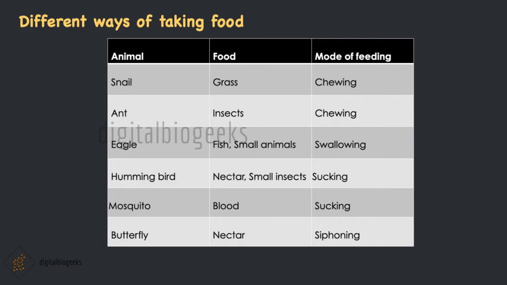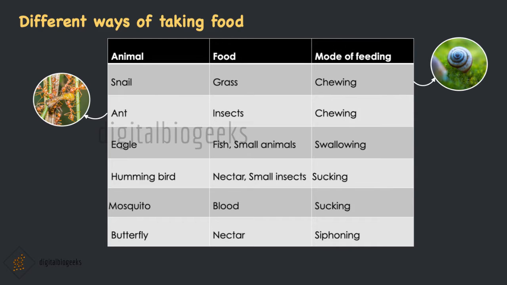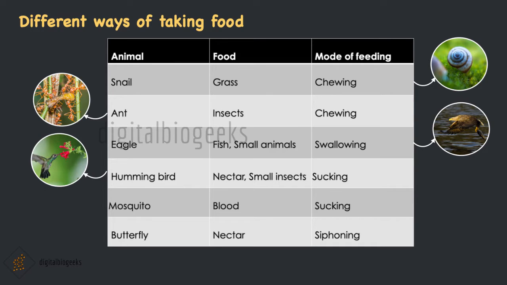Snail eats grass and the mode of feeding is chewing. Ants feed on insects and small living and dead invertebrates. The mode of feeding in ants is chewing. Eagles feed on fish and small animals and the mode of feeding is swallowing. Hummingbird eats nectar and small insects and the mode of feeding in hummingbird is sucking.